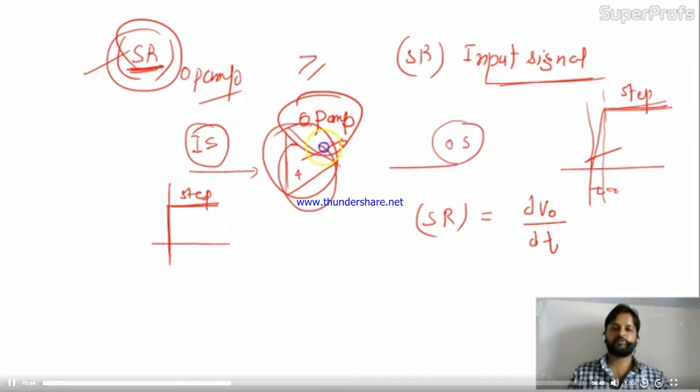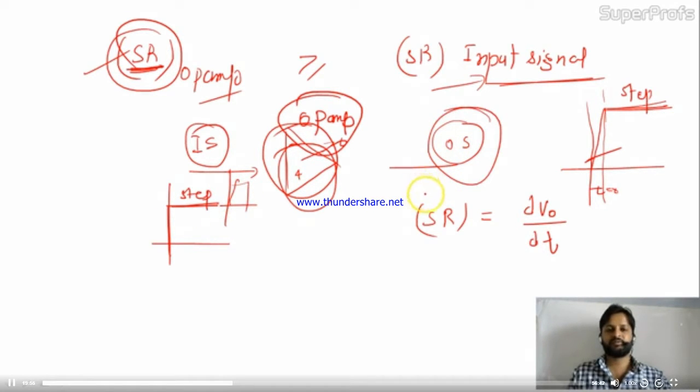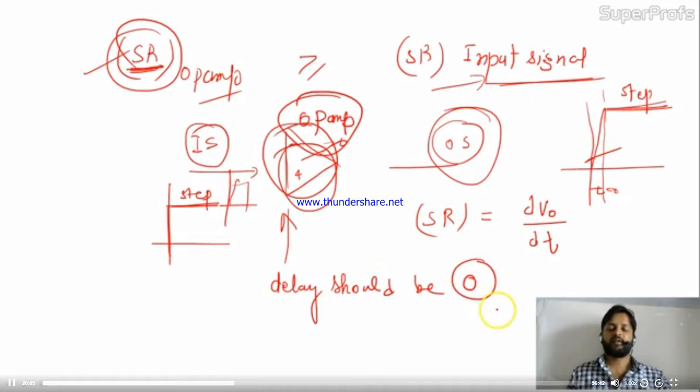Okay, your op-amp should keep itself ready for change in input. Means immediately, if your input is changing, the same thing should occur in the output. Is it okay? Overall, I'm saying the delay time should be 0. Delay time should be 0. Means slew rate of op-amp should be very high.